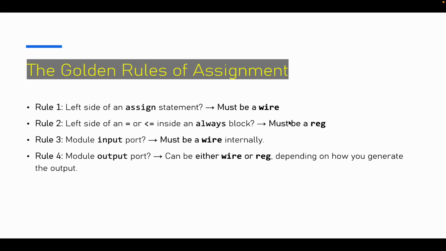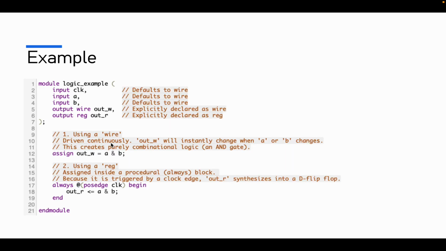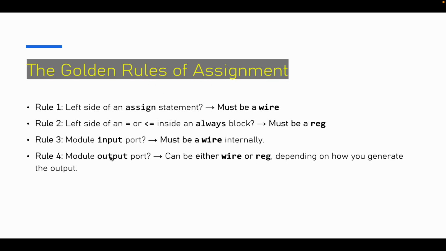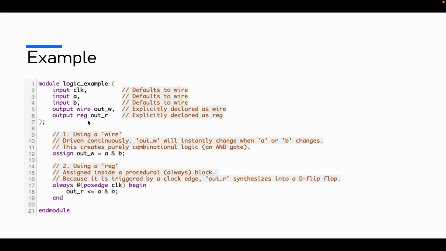And inside an always block, it must be a reg. Input ports must always be wire internally. See, it defaults to a wire of 1 bit. Then your module output port can be either wire or reg, depending on how you generate the output. Why I'm telling this is, when I'm writing something inside an always block, it is a procedural assignment, so I use reg. If I'm writing it outside a procedural assignment, I use wire.